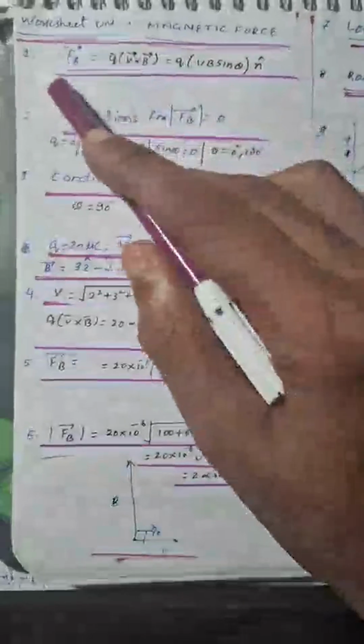So the first question here is, what is magnetic force? We denote it by F subscript B, and it is equal to q times v cross B, where q is the charge on a particle, v is its velocity, and B is the magnetic field. It reduces to qvB sin theta n cap after reduction of v cross B into simple terms. So this is the expression for magnetic force on a charged particle moving in space with a velocity vector v.